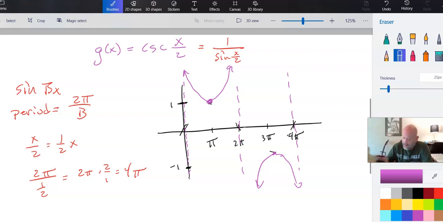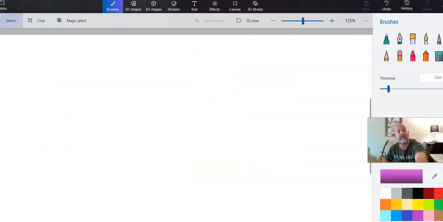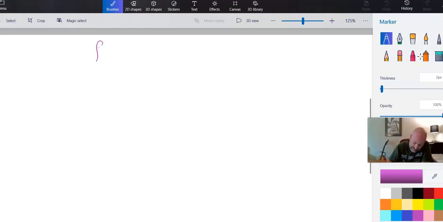So, okay. Now let's go ahead and take a look at another example here. This time we're going to kind of throw stuff together. So let's say that f of x is equal to -2 secant 3x. Okay, so we're secant. That means that we're dealing with cosine, right? Because secant's the reciprocal of cosine.